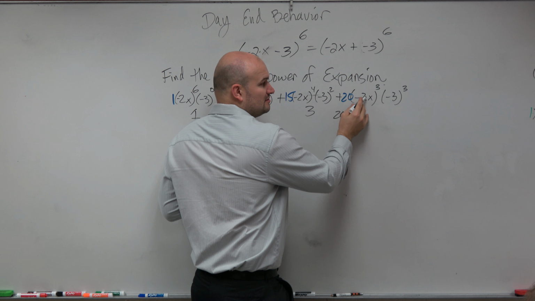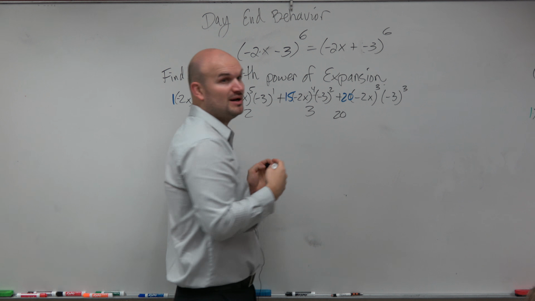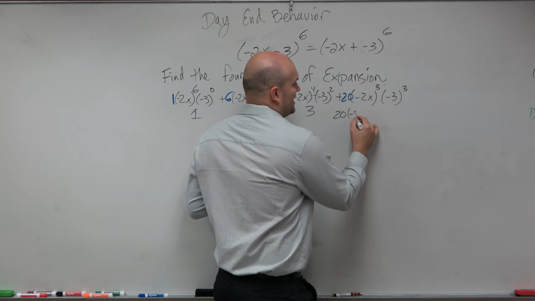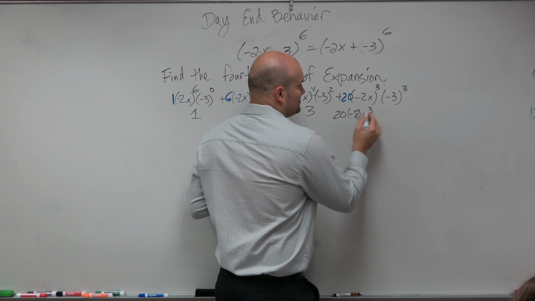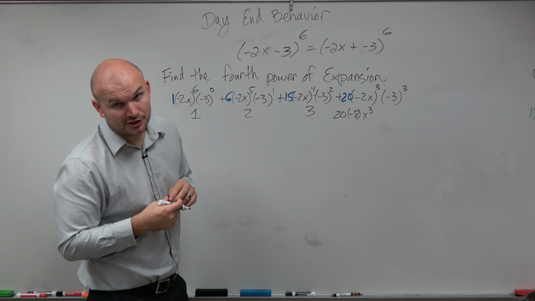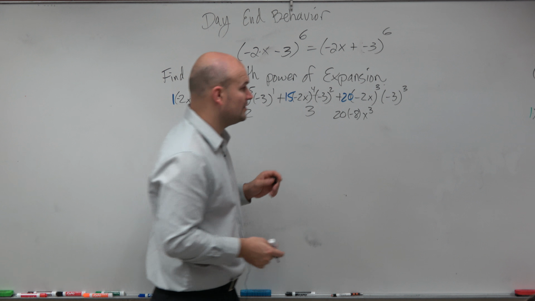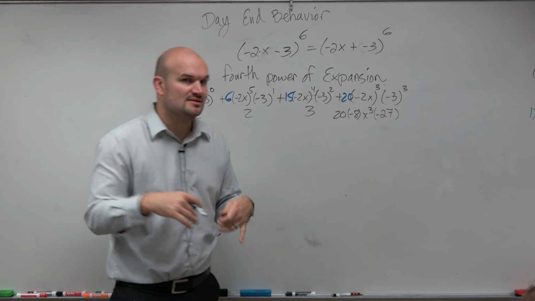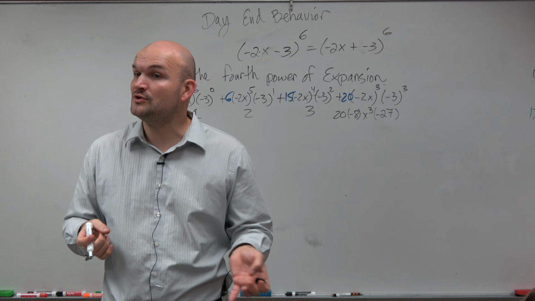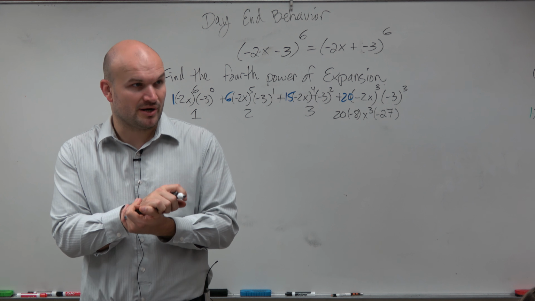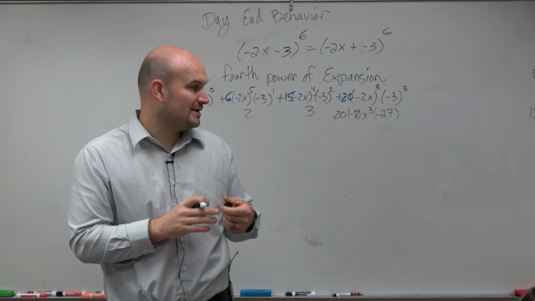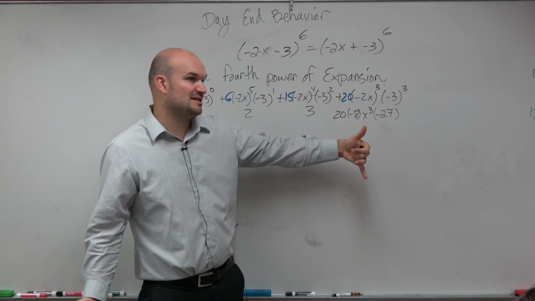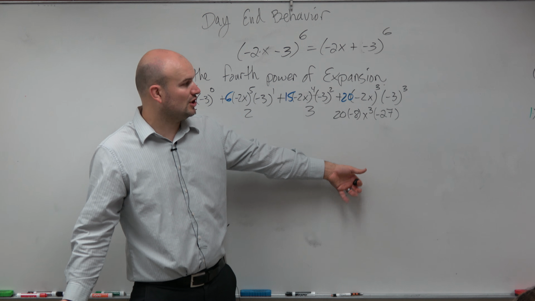Negative 2x cubed would be negative 2x times negative 2x times negative 2x, which is going to give you a negative 8x cubed. Negative 3 cubed is negative 3 times negative 3 times negative 3, which is a negative 27. I'm still using them in parentheses because I will make mistakes just like you, and I'll lose a parenthesis somewhere. So I want to just contain everything in the parentheses. Now I notice I have negative times a negative, which is going to be a positive.